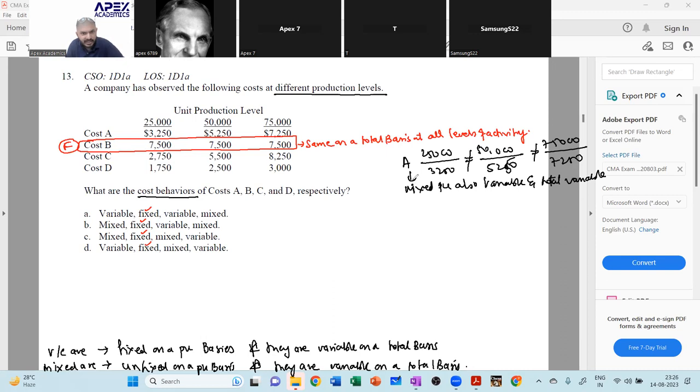So whoever says mixed for A in the first option is correct. So this is correct, this is correct. Option A and D have been ruled out. Now the fight is between option B and option C.